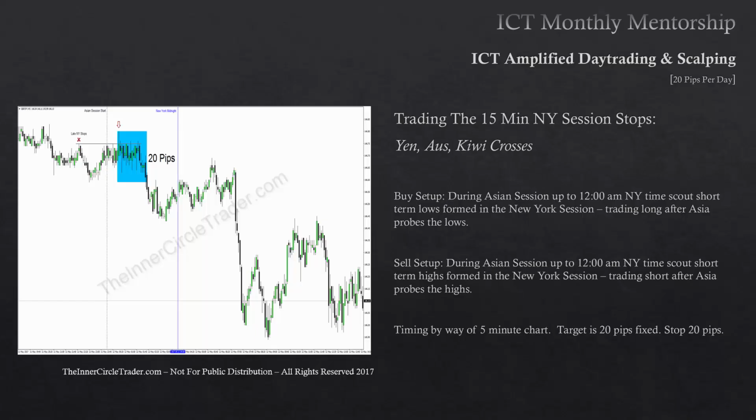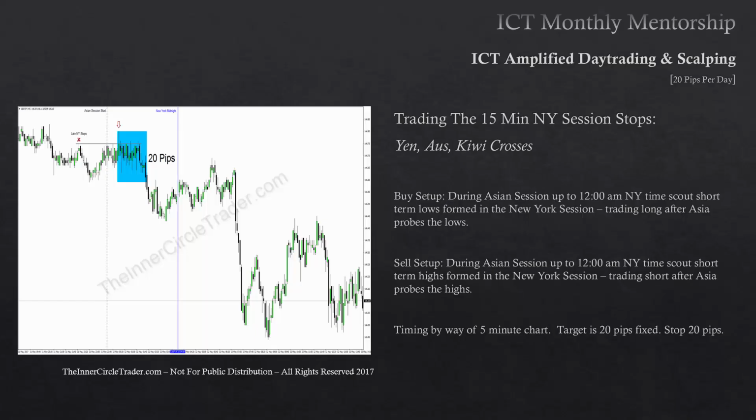The buy setup is during the Asian session, up to 12 a.m. New York time. You're going to scout short-term lows formed in the New York session. Now, it's going to be very, very late New York session, getting ready to go into the beginning of the New York crossover into Asia.